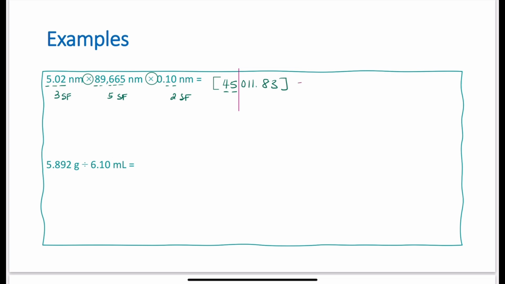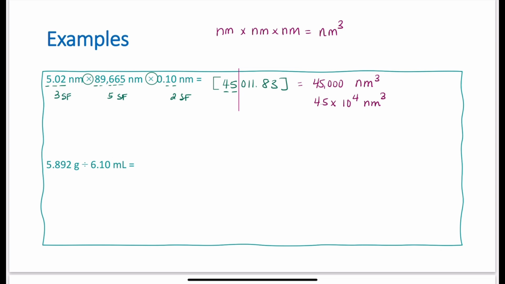I can write one of two things here. I can either just round it and say 45,000. Don't forget your units. I've got nanometers times nanometers times nanometers. That is nanometers cubed. Or some students are more comfortable writing scientific notation. That is perfectly fine. 4.5 times 10 to the fourth nanometers. And don't forget they are cubed because I have nanometers times nanometers times nanometers, which gives me that nanometer cubed.